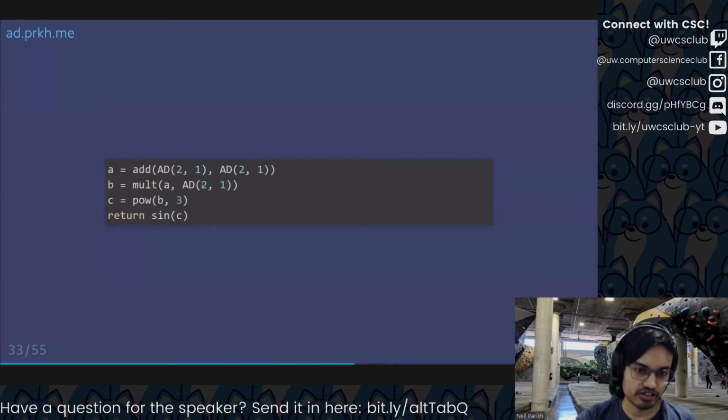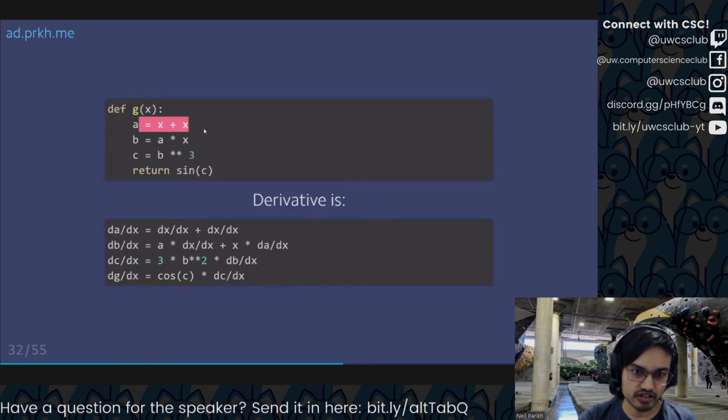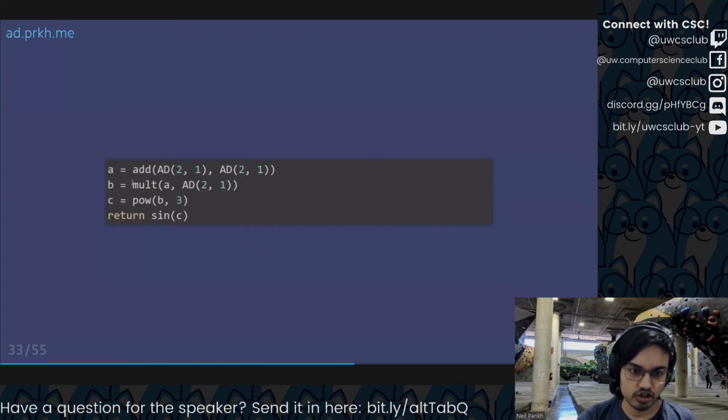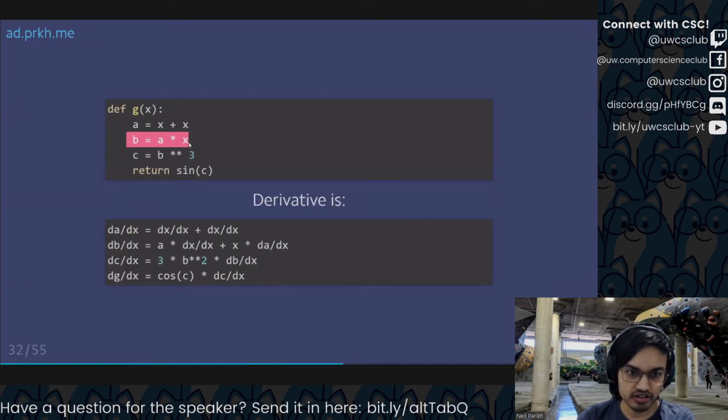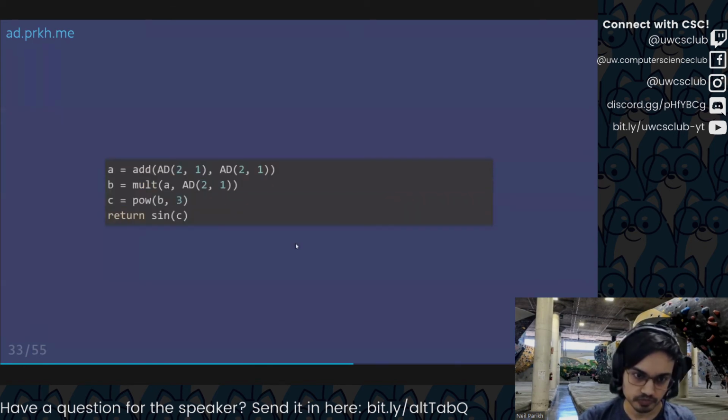Going back to this code, I got rid of the AD dot, but you can imagine the same thing here, the AD add function. You can imagine that the add function will be doing this stuff. When you call add, it's going to do this line right here, and it's also going to do this line right here. When I call the multiply function, it's going to do this line, but it's also going to do this line, which is the derivative calculation for multiplication. And the same thing for power and sine.